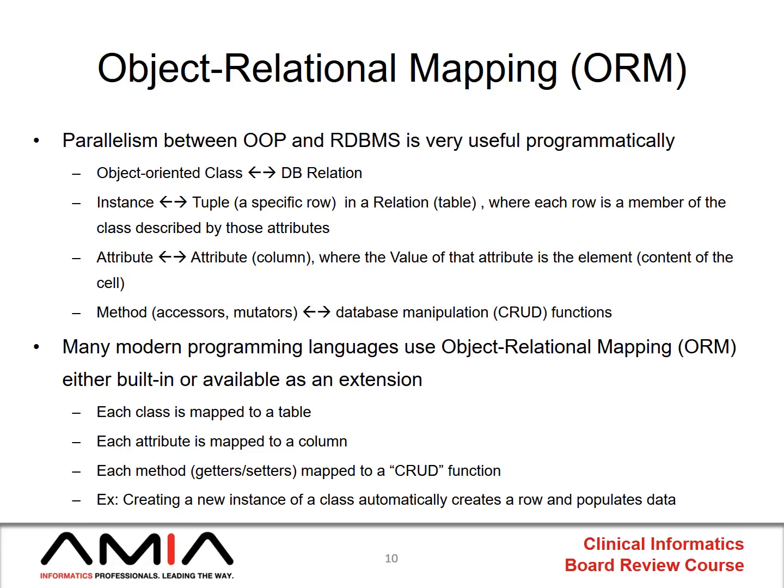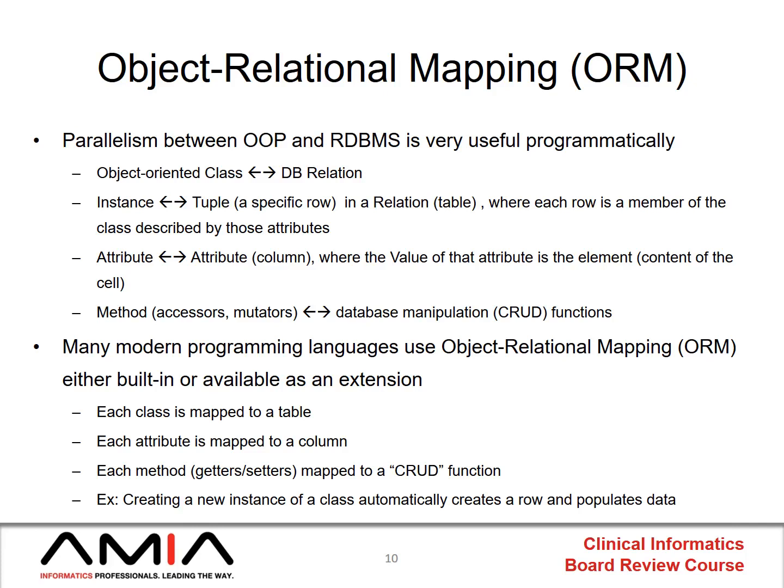Let's continue this analogy between databases and object-oriented programming. There is this class of software called Object Relational Mapping, or ORM mapping tools. And what ORM does is it takes all of the useful things about your objects and maps them to all the useful functions of a relational database.